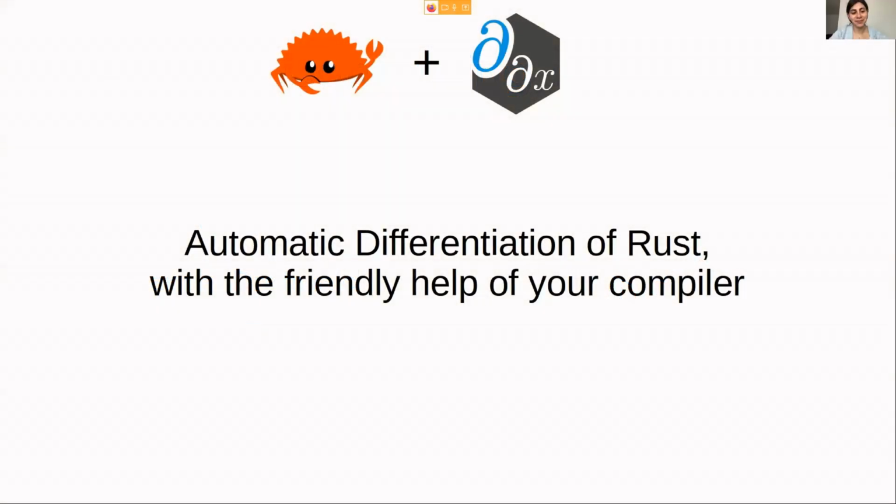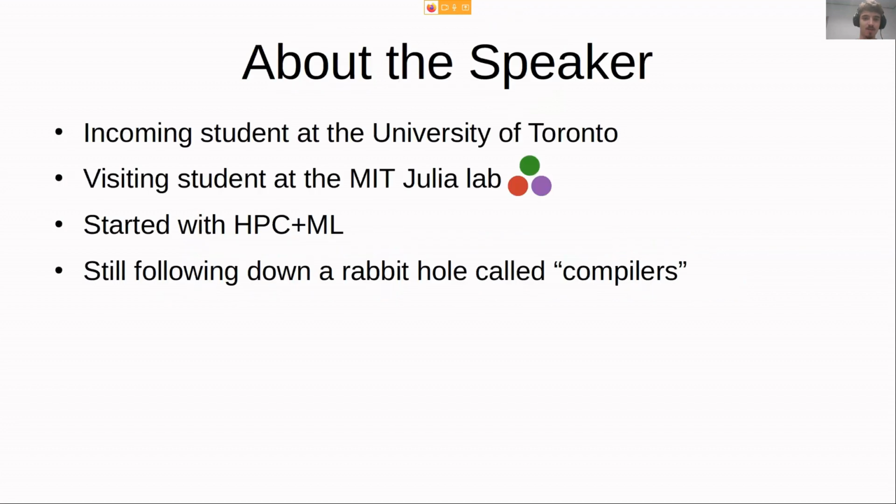Yes, my talk today is going to be about automatic differentiation of Rust with the friendly help of your compiler. So to start with a little bit about myself, I'm an incoming master student at the University of Toronto. Right now I'm visiting the MIT Julia lab, so I got a bit of experience from the other side. Also pretty happy that we had some Julia speakers here, which made some comparisons.